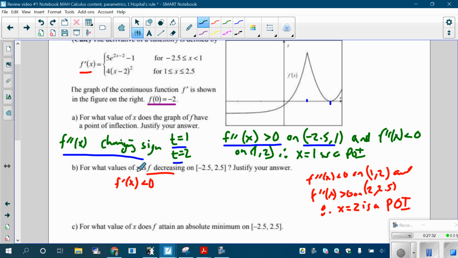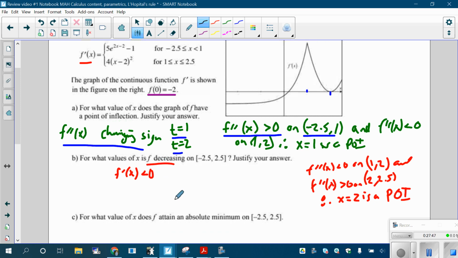Okay, so second question here, for what values of x is f decreasing? My function's decreasing when the derivative is less than 0. When is the derivative less than 0? Well, this derivative graph is less than 0 on that chunk. I don't know what this point is. I'm going to solve for that on my calculator. That's why they gave me this piecewise function, I'm sure. So I'm trying to figure out where this equals 0.